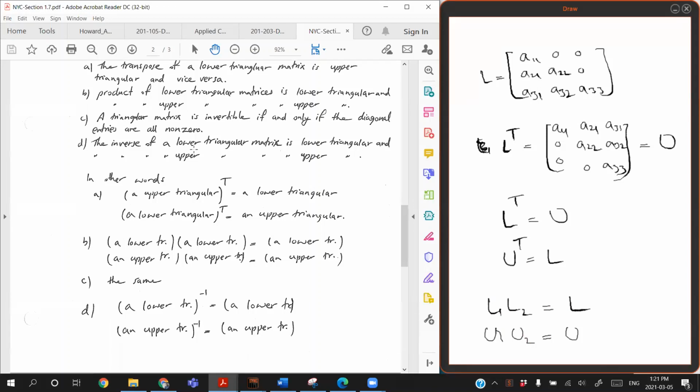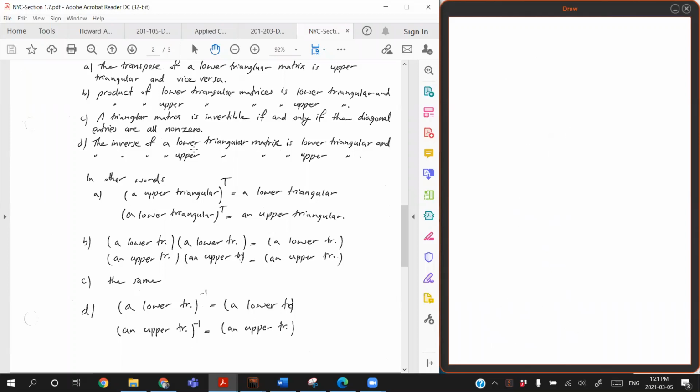Part C, a triangular matrix is invertible if and only if the entries on the main diagonal are not zero. This is similar to what we said about diagonal matrices. We said that a diagonal matrix is invertible if and only if the entries on the main diagonal are non-zero. This is also true for triangular matrices. So a triangular matrix where all the entries on the main diagonal are non-zero numbers is invertible.